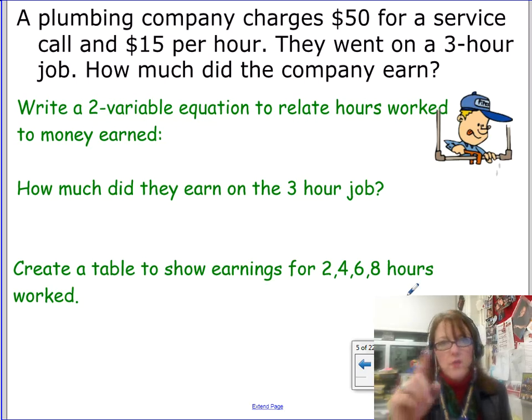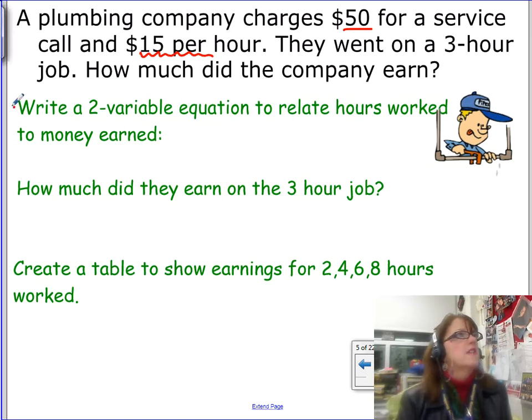Then let's take a look at a word problem. It says a plumbing company charges $50 for a service call just to come to your house, and then $15 per hour. 15 bucks. That's cheap. Okay. They went on a 3-hour job. How much did the company earn?